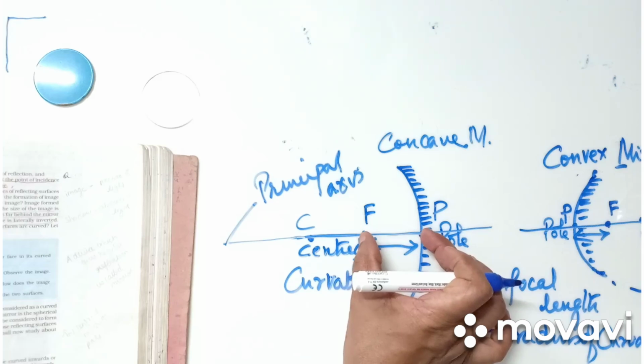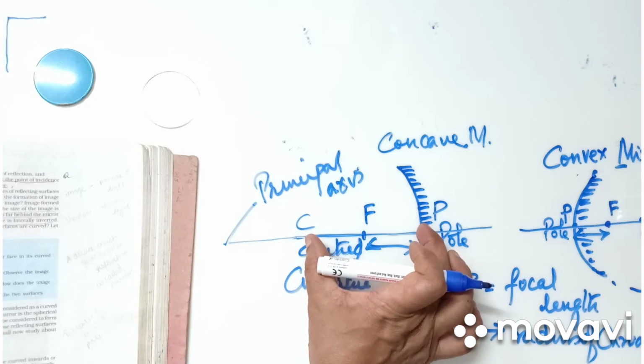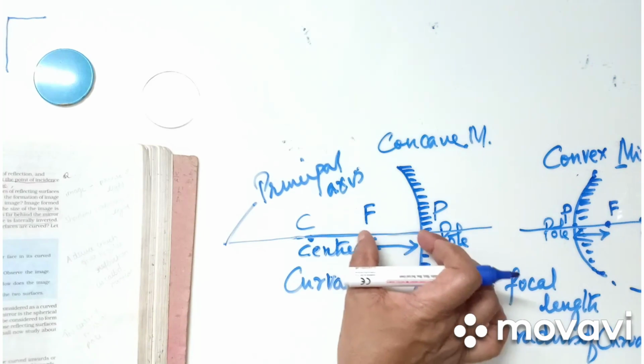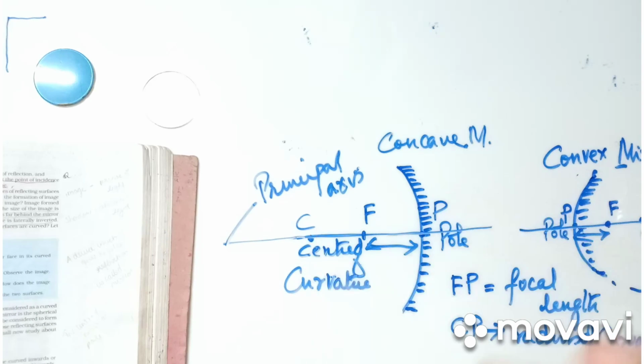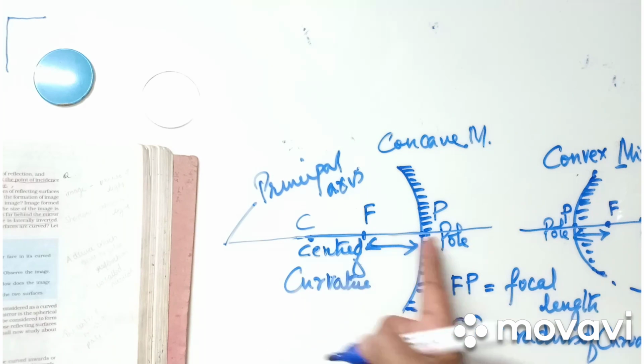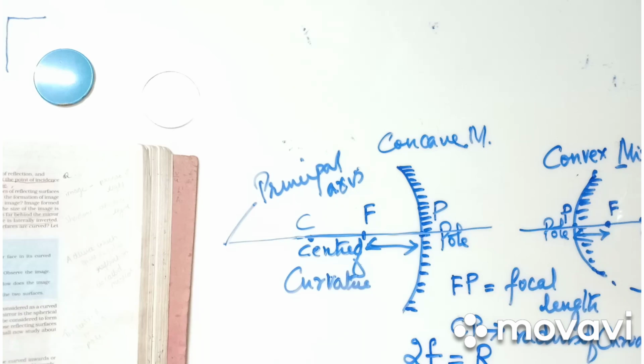Now can you tell me, this is, I told you, focal length. This whole is the radius of curvature. Can you tell me what will be the relation between the focal length and the radius of curvature? Twice the focal length is equal to the radius of curvature. You can represent the radius of curvature by the capital letter R. Did you understand this much?